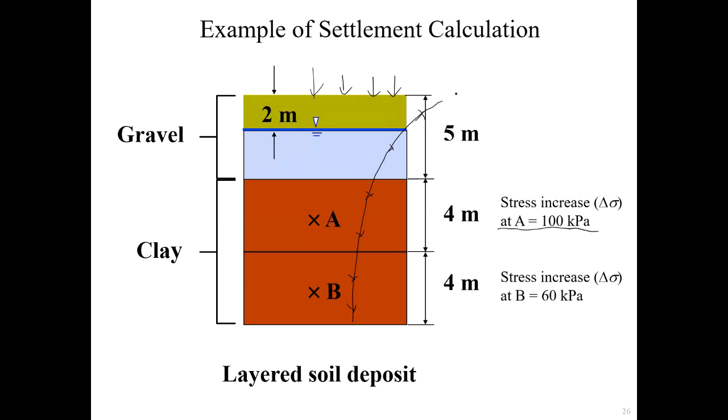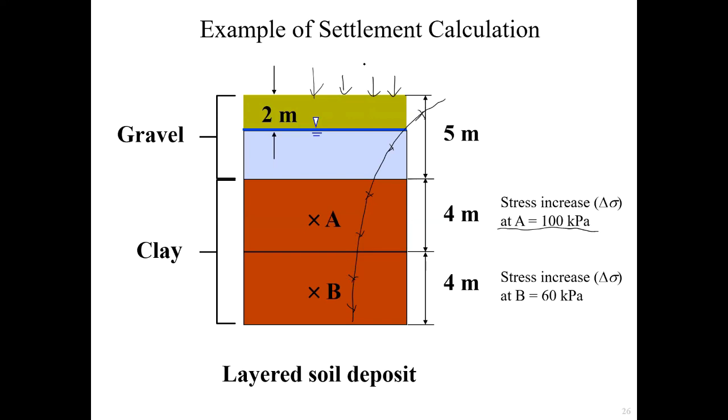And then if we connect those magnitudes together, we get roughly a smooth curve like this. So the closer to the loading position, the greater the vertical stress increase will be. The further away from the loading point, the less the vertical stress increase.